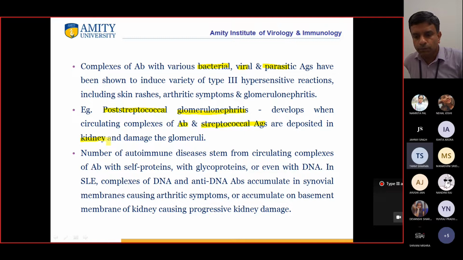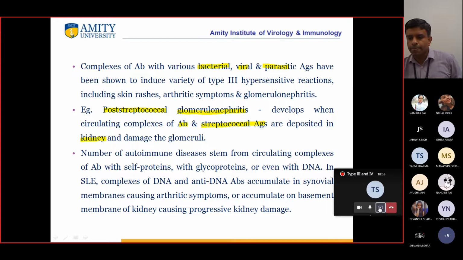Yes, sir. Okay, so I think I'll just stop here. So students, with this we complete type 3 hypersensitivity reaction, and we are now just left with type 4 hypersensitivity reaction. So if you have any question related to type 3 hypersensitivity reaction, you can ask.